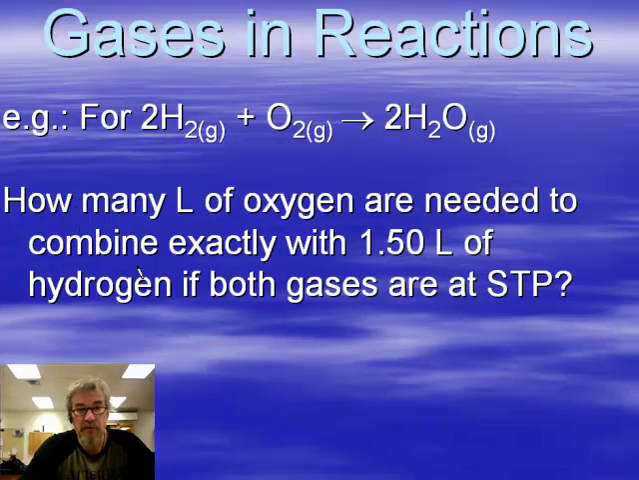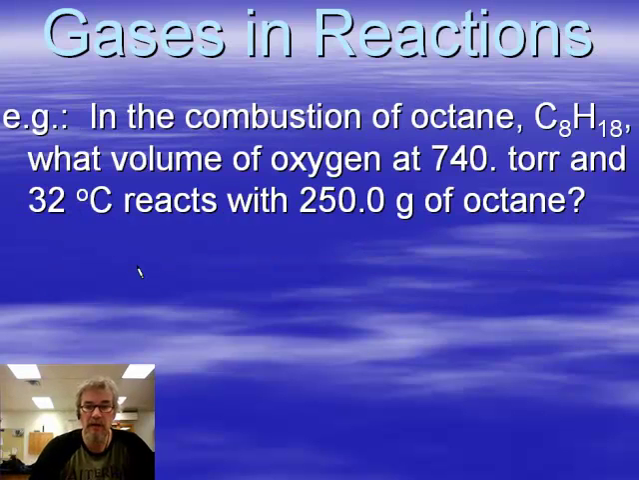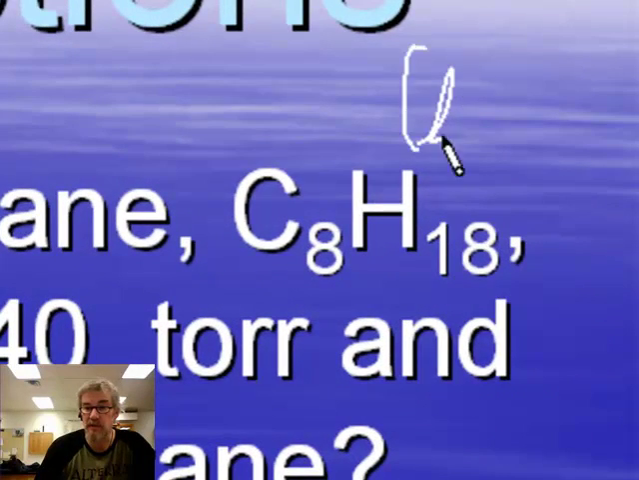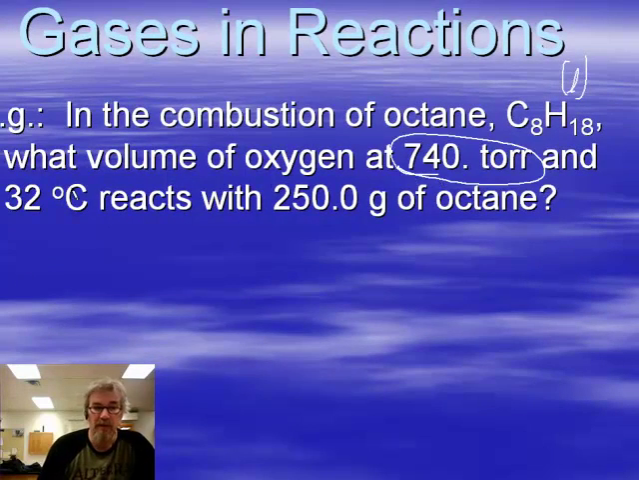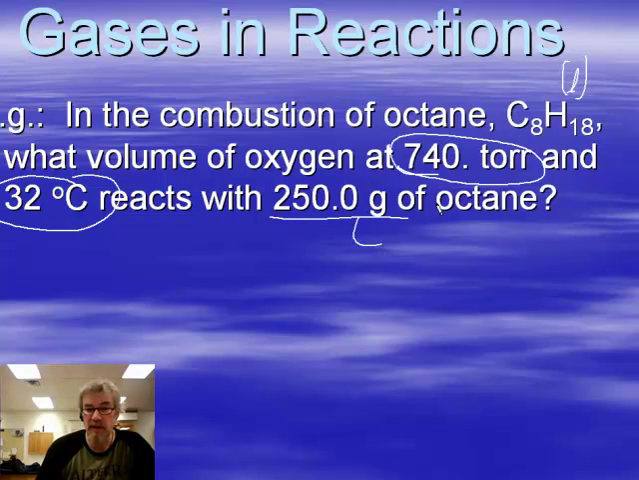Now we can deal with gas stoichiometry in reactions even if not everything in the reaction is a gas. It's fairly easy to do. If some of the reactants or products are not gases, what we can do is use the ideal gas law to convert back and forth as we need to between moles and volume. Like in this example. This is saying the combustion of octane, C8H18, and octane happens to be a liquid. What volume of oxygen at this pressure, 740 torr, and this temperature, 32 degrees C, reacts with 250 grams of octane? So here we're not given any volume information about octane because it wouldn't make sense. It's not a gas. Let's see how we can do this problem.